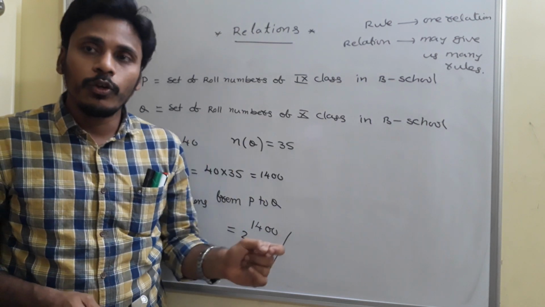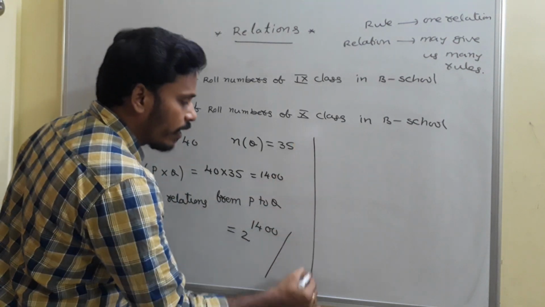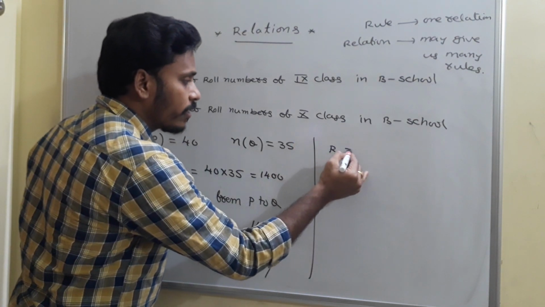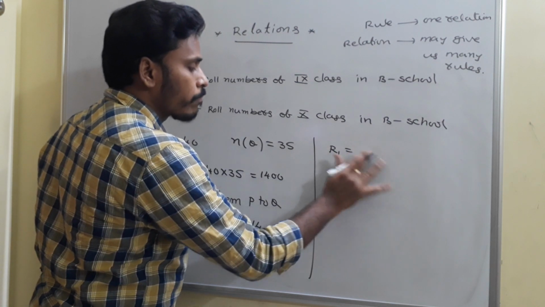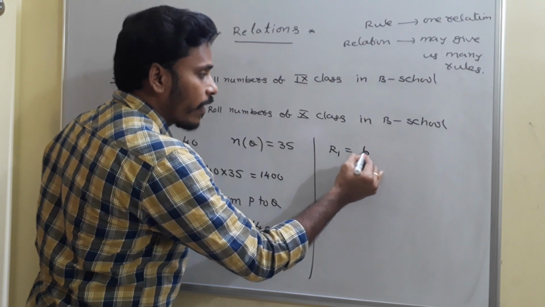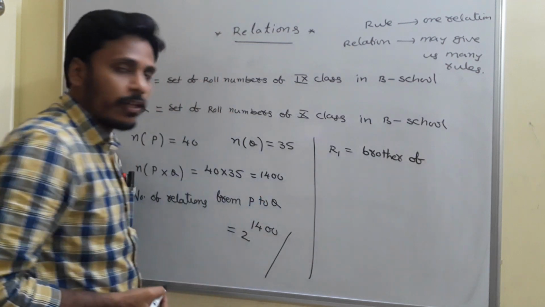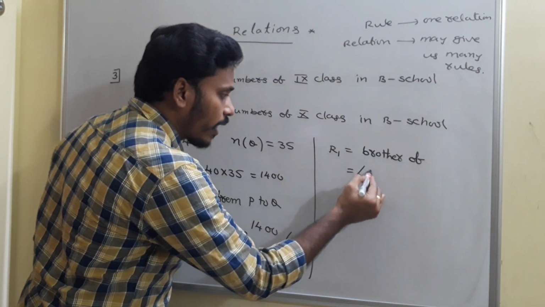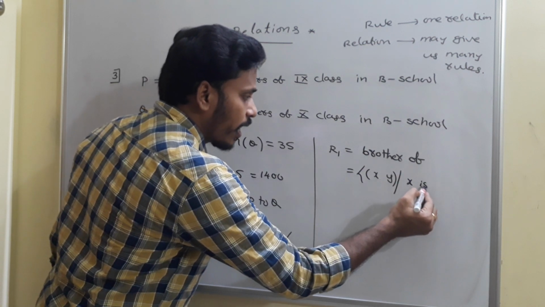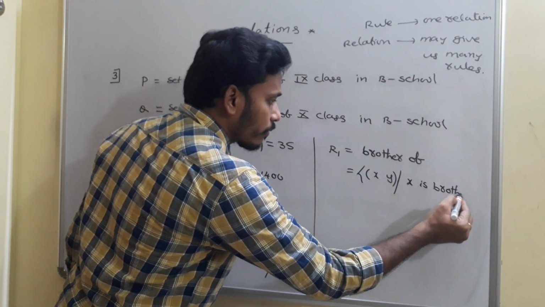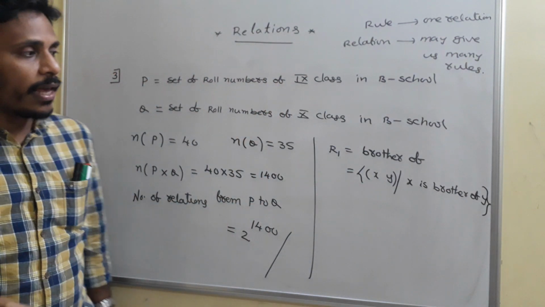But if you have a rule, for sure you will get a relation. For suppose I define a relation here. R1 is a relation that I will name as brother of. In the sense that you need to collect the ordered pairs x comma y in R1 such that x is brother of y. So this is the set builder form notation: x, y such that x is brother of y.